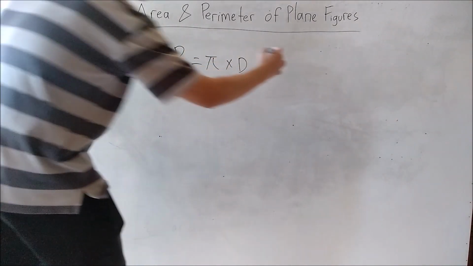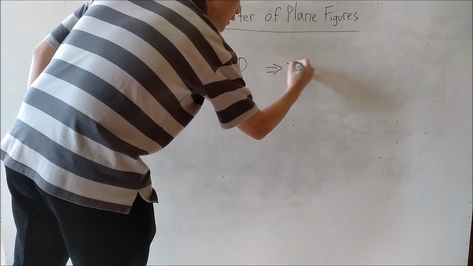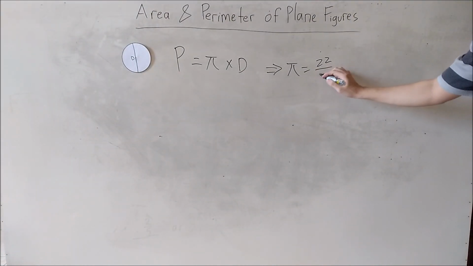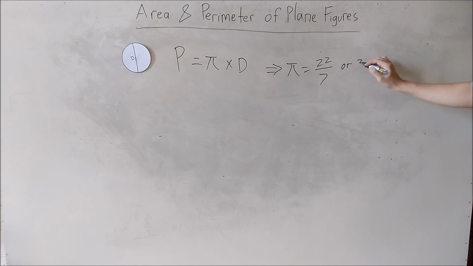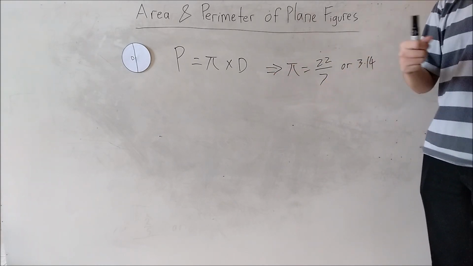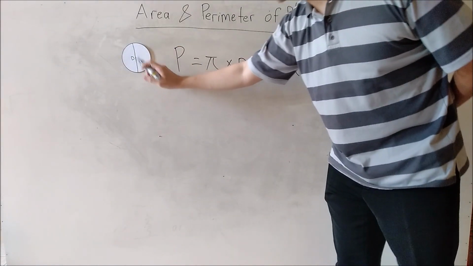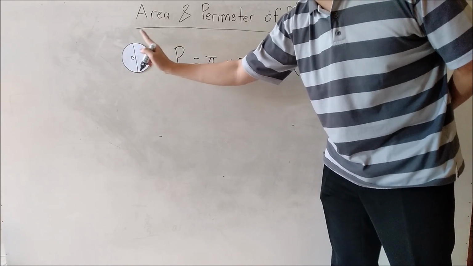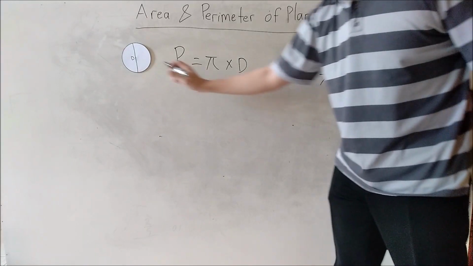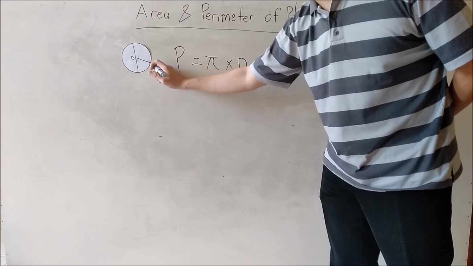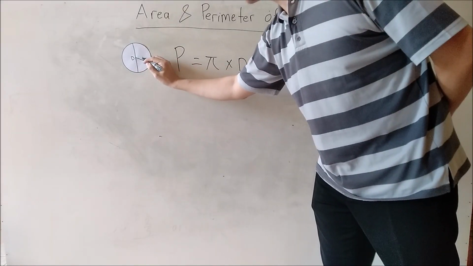What is pi? Usually we use 22/7 or 3.14 for the pi. It depends on the diameter or the radius of a circle. What is radius? If diameter is from one side to the other side of a circle passing through the middle or the center point, radius means from the center of a circle going to any point of the circle's side. This is what we call radius.